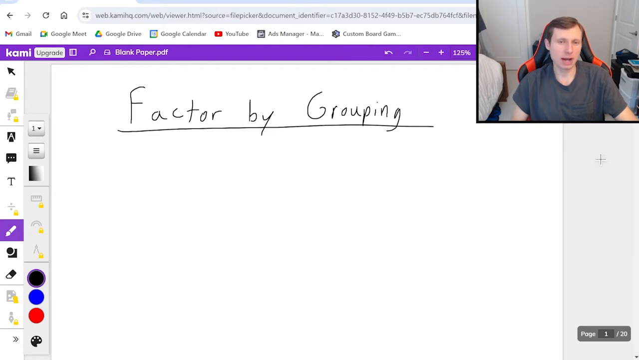Today we're going to be learning how to factor by grouping. This is one of the more advanced factoring techniques, and the way I know I need to use factor by grouping is if the question looks something like x cubed plus 4x squared plus 3x plus 12.